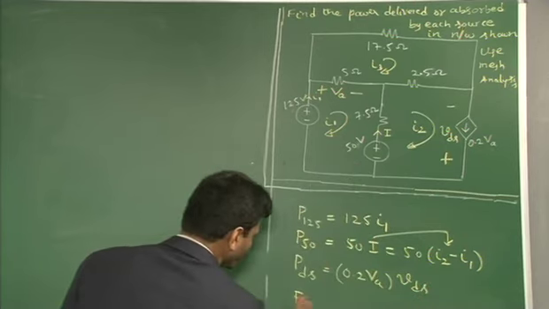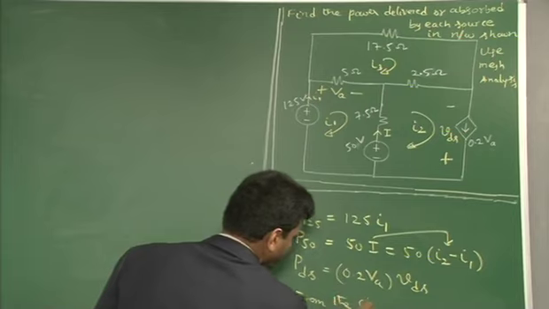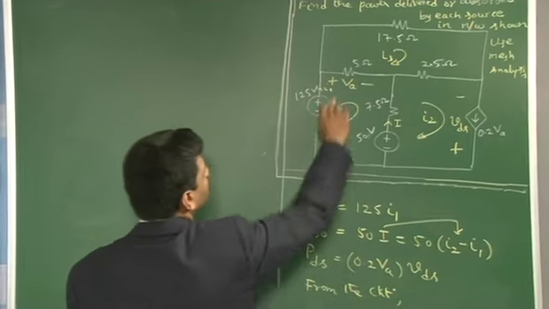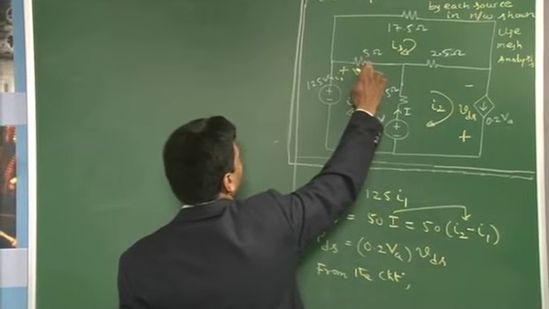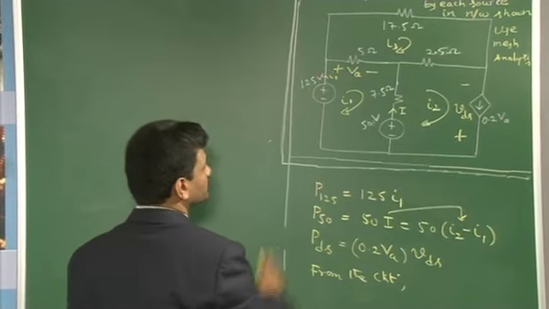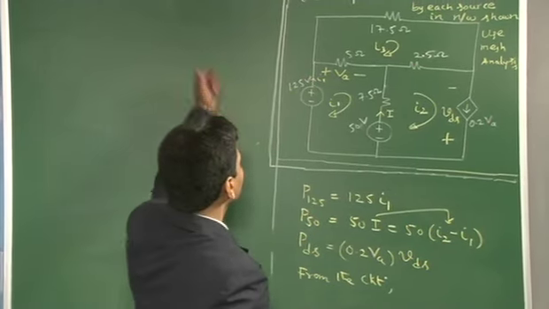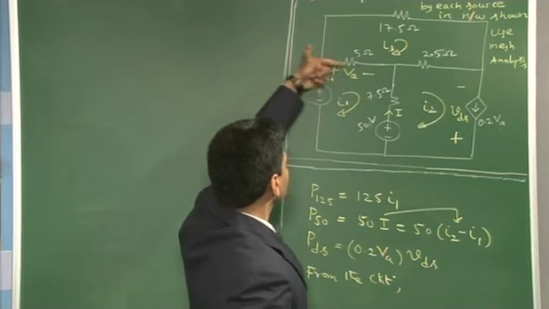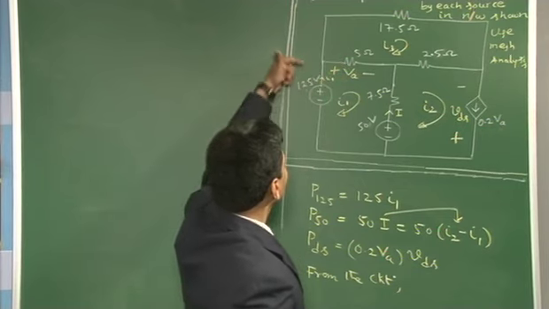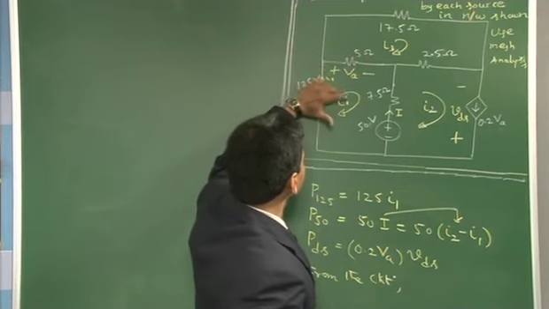And from the circuit, it is very obvious what VA is. VA is the potential drop across the 5 ohms. And how can VA be found? Whatever the current that enters the positive polarity, multiplied by 5. Whatever the current that enters the positive polarity is the resultant of these two.